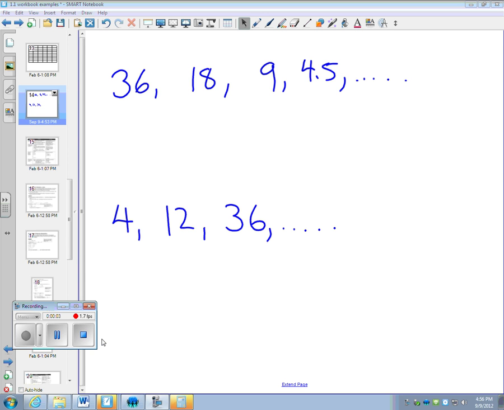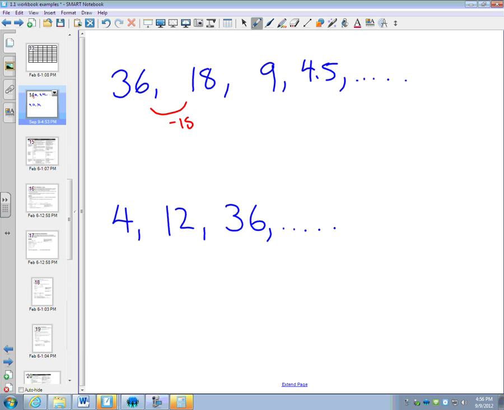1.3 looks at something called geometric sequences. So I have two sequences on the board here. And first of all, we attack these and we're going to think arithmetic. We're going to think, okay, what do you keep adding? What's the common difference? Well, it looks like here to go from 36 to 18, we're going to subtract 18. But then to go from 18 to 9, we subtract 9. So we have to throw out arithmetic.